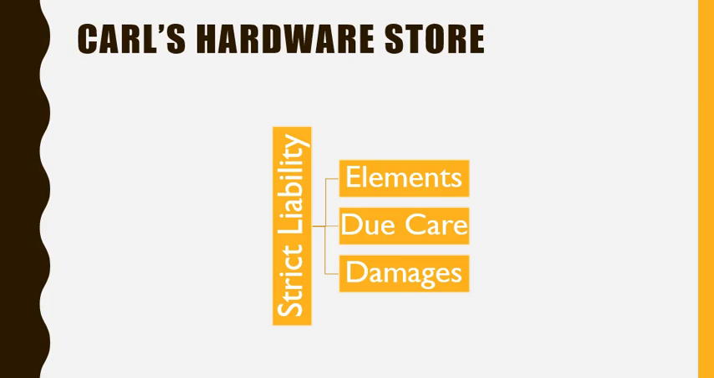A plaintiff does not have to show that there was a failure to exercise due care, and this distinguishes an action based on strict liability from an action of negligence, where the requirement of due care is necessary. In strict liability, the requirement of due care is not necessary.